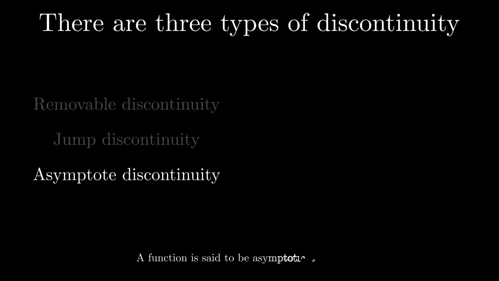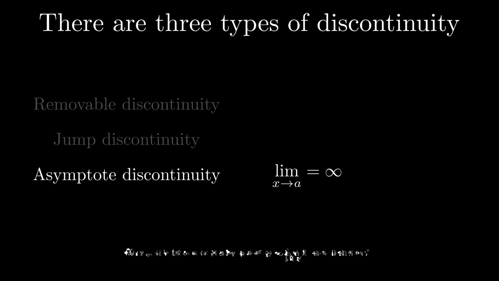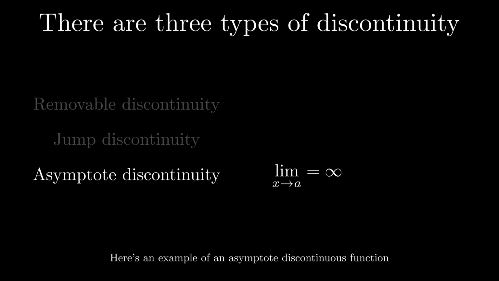A function is said to be asymptotic at x equals a if the limit of f of x as x approaches a is infinity. This means that you see the graph approaching a point, but never touch the point. Or it touches the point at infinity. Here's an example of an asymptotic discontinuous function.